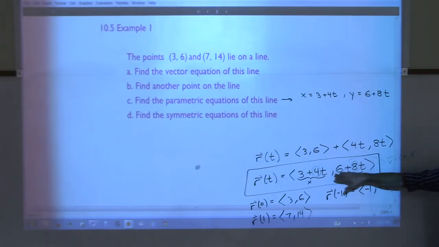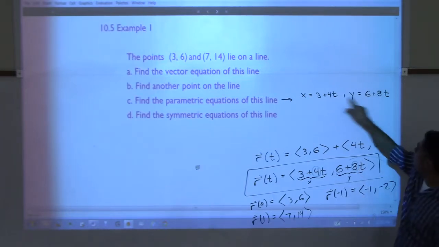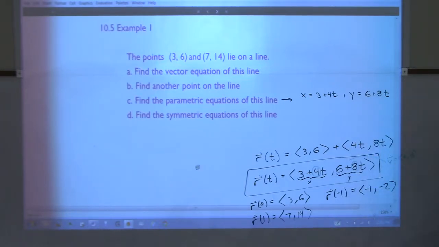You can see it in this equation. You can see the vector. You can see it in here too, 4 and 8. Let's look at the symmetric equations. We're going to see if we can find that again, that 4, 8 in there somewhere.